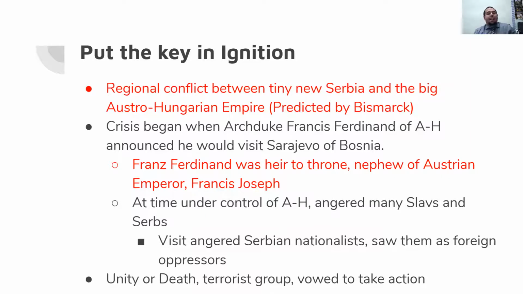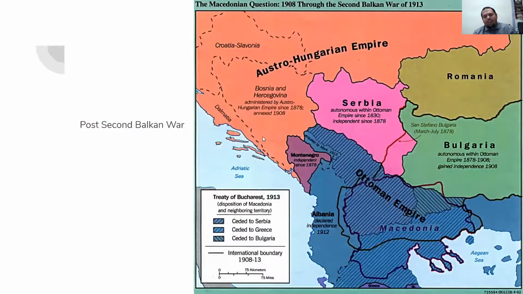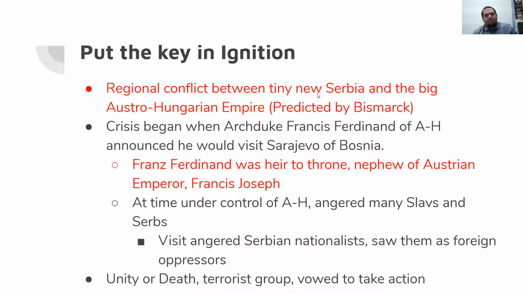The crisis began when Archduke Franz Ferdinand of Austria-Hungary, second in line, announced that he would visit Sarajevo of Bosnia. So Bosnia right here. Franz Ferdinand, again, was heir to the throne, nephew of Austrian Emperor Francis Joseph. And at the time, Bosnia was under the control of Austria-Hungary, which angered many Slavs and Serbs.